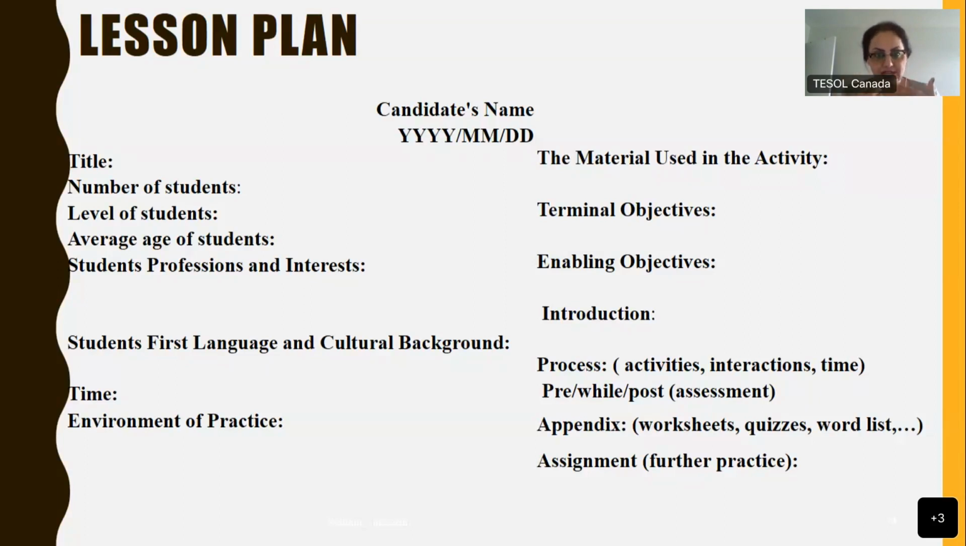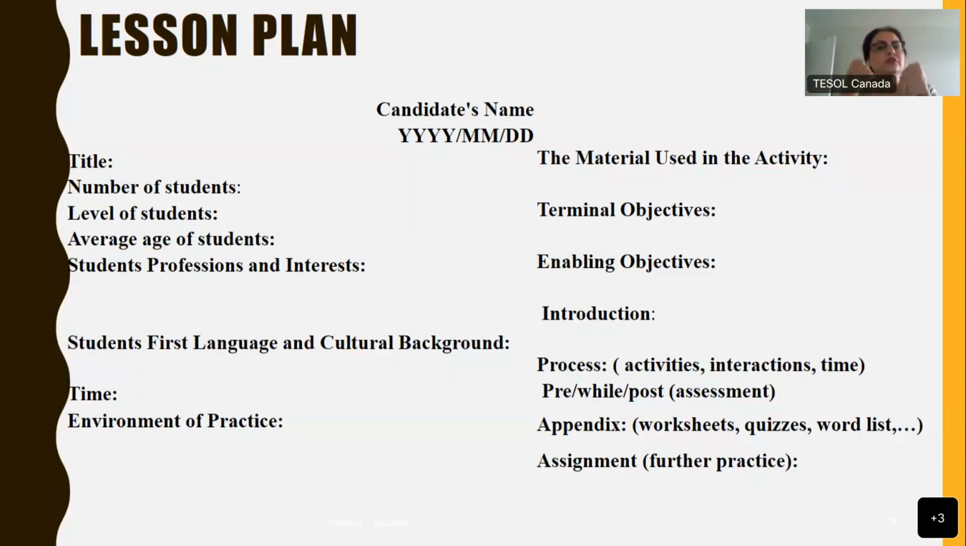What is the teacher's task? What are the students' tasks? Interactions: pair, whole class, group, individual, and for each one, how long. For example, this activity 3 minutes, this activity 2 minutes, this activity 5 minutes. Then you get to why, how you practice the meaning and the form.